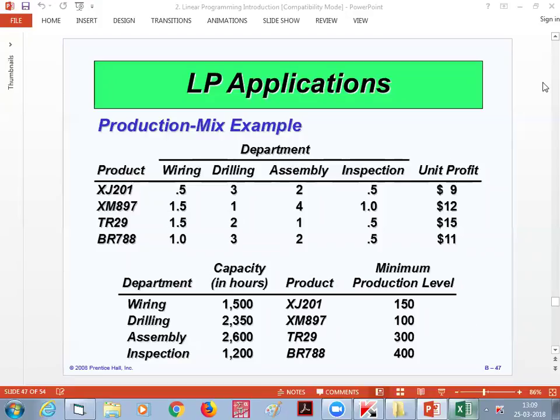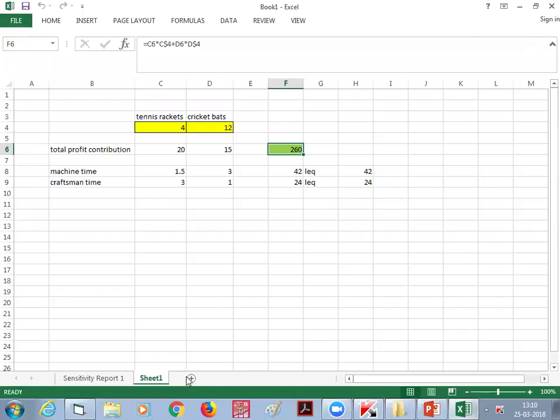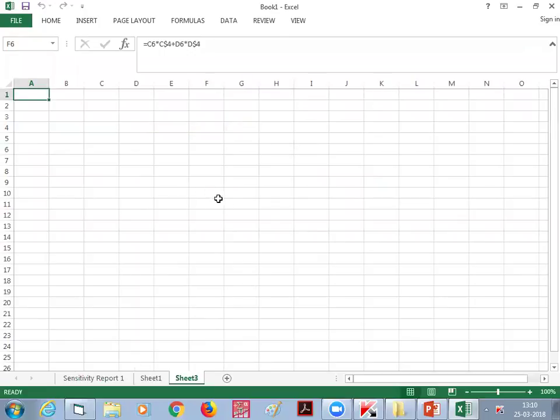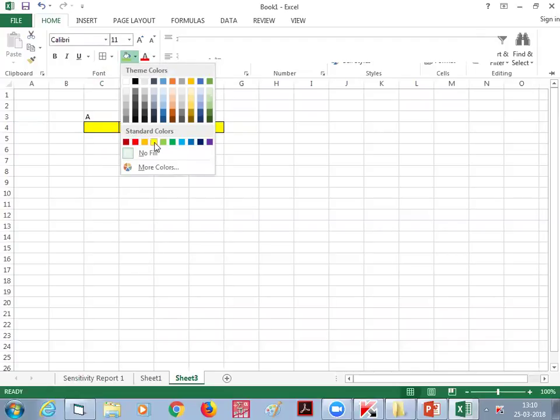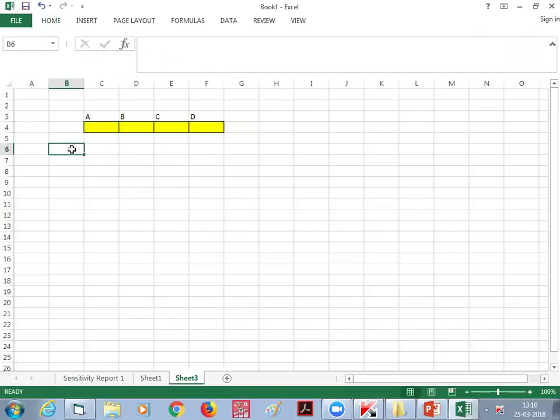So, what are the different products? Product A, B, C, D. Okay, instead of those names, I'm giving them products A, B, C, D. And just to make it look nice, I'm making them yellow, just to highlight them. Now, what is the next thing I need to put in?